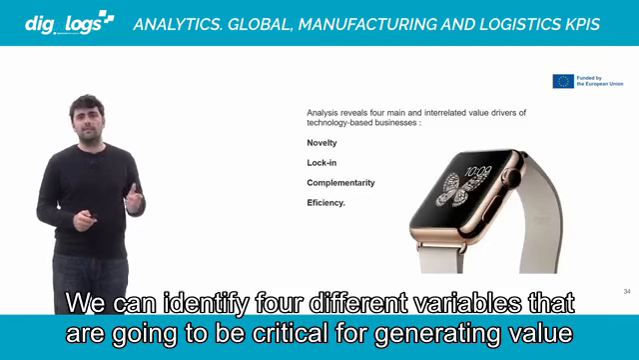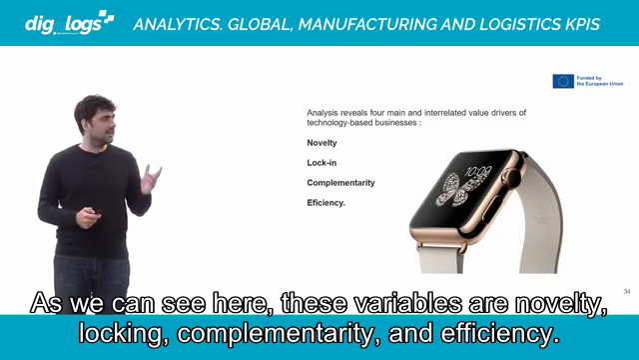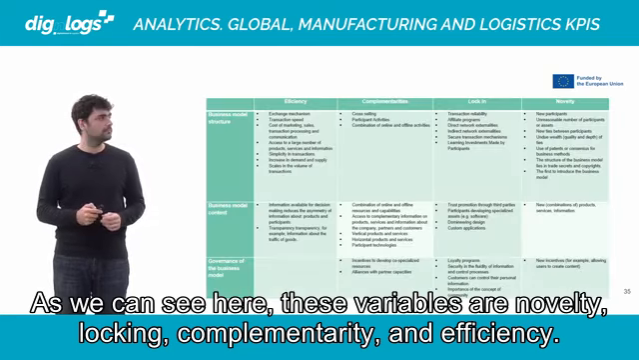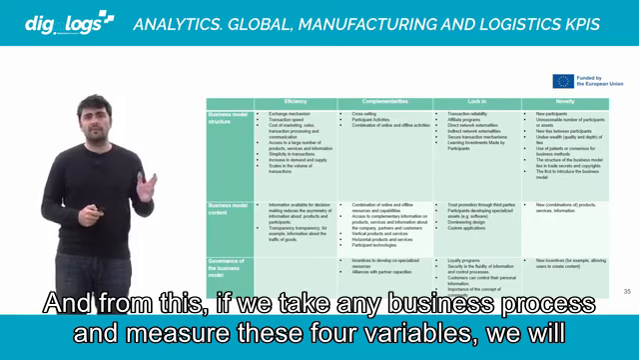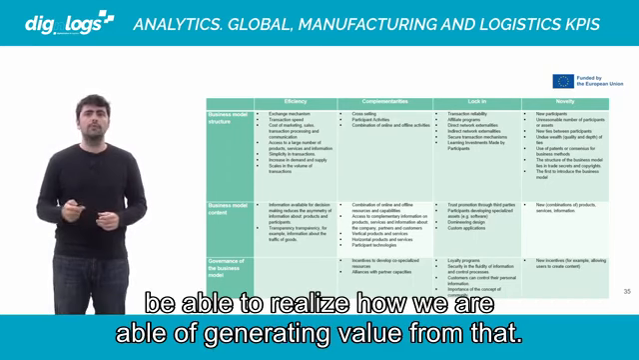We can identify 4 different variables that are going to be critical for generating value from data and information systems. As we can see here, these variables are novelty, lock-in, complementarity, and efficiency. And from this, if we take any business process and measure these 4 variables, we will be able to realize how we are able of generating value from that.